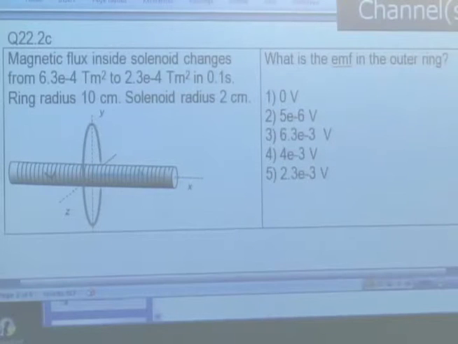What's the EMF induced in the outer ring? See if you can remember how we did this type of problem last time. EMF in the outer ring. So again, think about the definition of Faraday's law here.